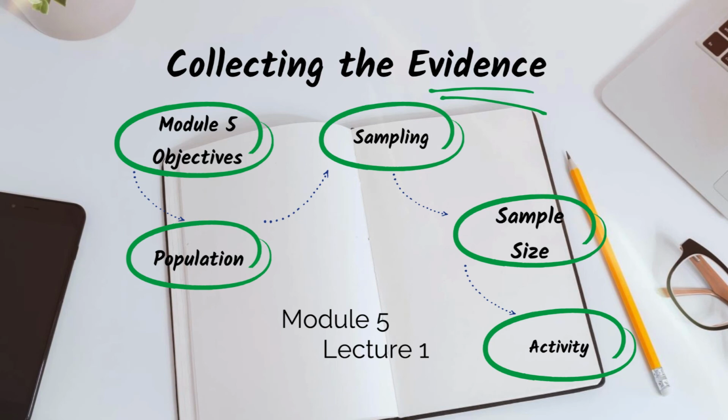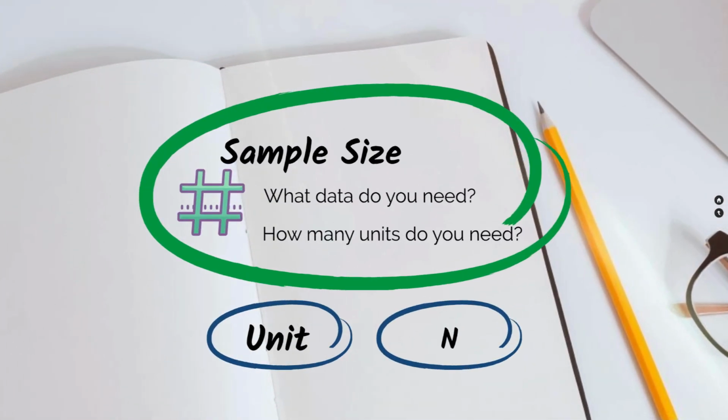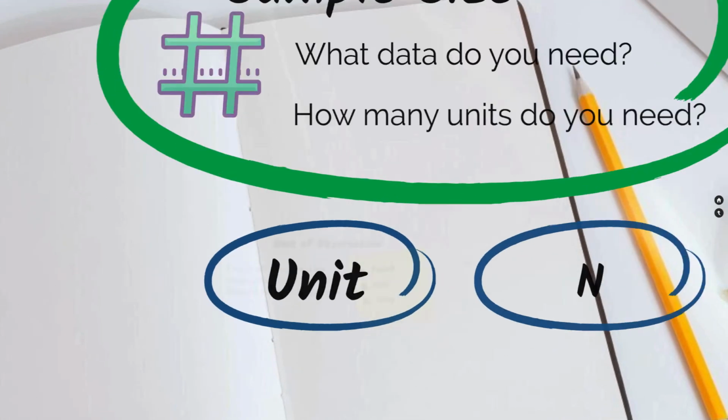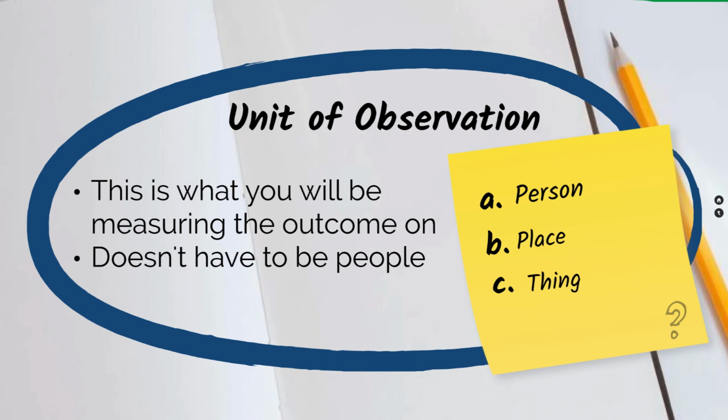Once you've defined your population and you know generally the sample that you're trying to get to represent your population, how many do you need? And that's where sample size comes in. Sample size: what data do you need and how many units do you need that data to be collected upon? So first you need to define your unit of observation. This is what you will be measuring the outcome on. Most commonly, particularly in public health and in medicine, we're talking about a person. Unit of observation is a person, is an individual respondent.